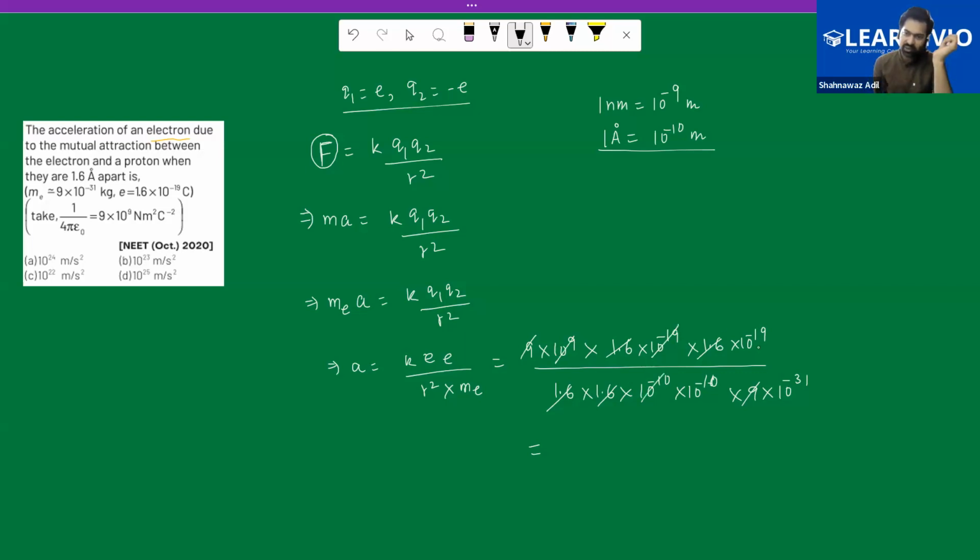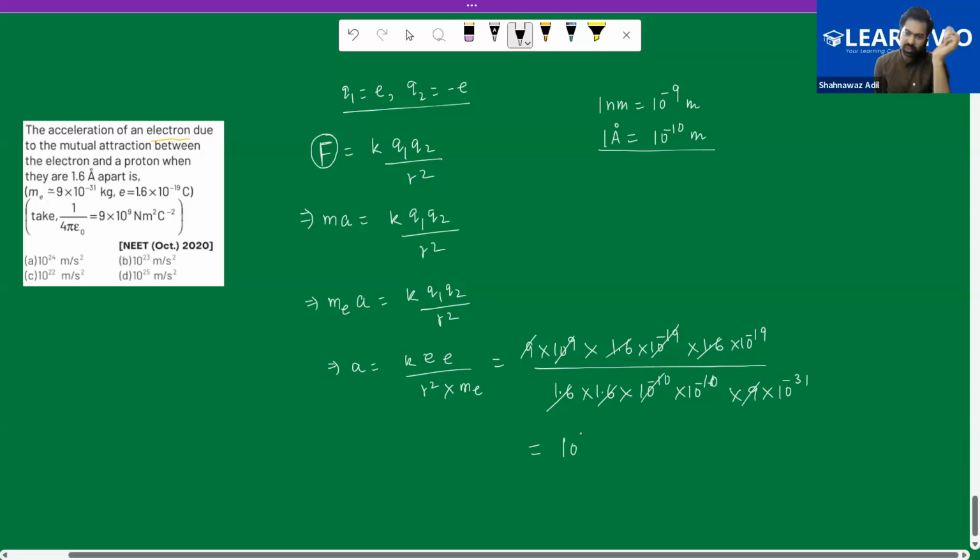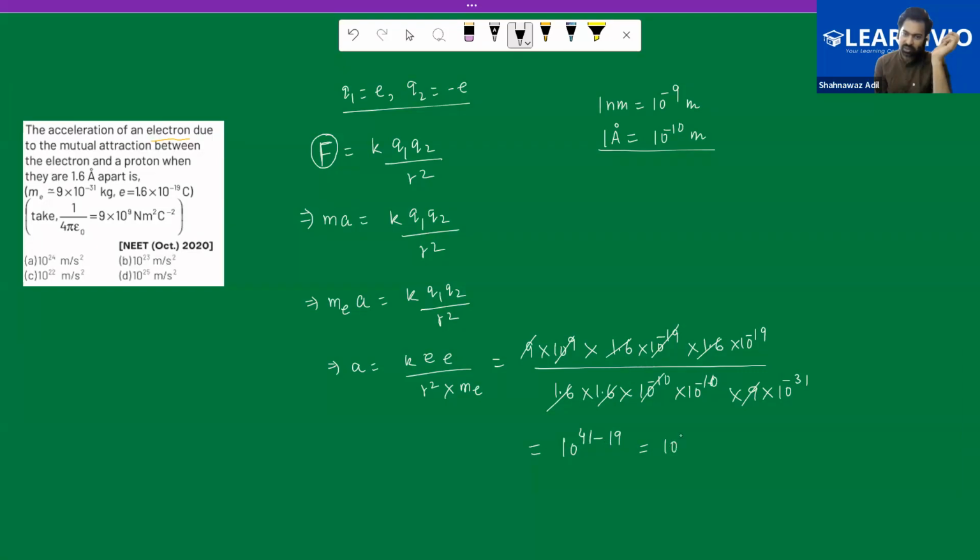Now what do I have? So this is 10 to the power minus 19, and this is 41. So this would be 10 to the power 41 minus 90. So how much is this? It's 10 to the power 22, right? So the option would be C.